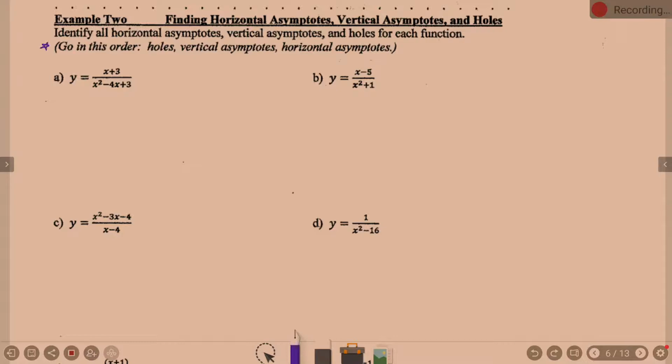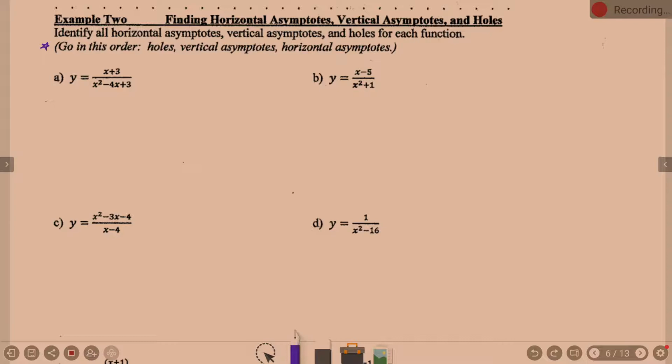Go in this order. They suggest that we start by finding holes, then you find vertical asymptotes, and then you find horizontal asymptotes. I'll be honest, I don't care when you find horizontal asymptotes. They can be first, they can be last. But it does matter that we need to find holes first and then vertical asymptotes. Because if something is a hole, it can't be a vertical asymptote also. Okay, so we need to find holes first, and then we'll look at vertical asymptotes.